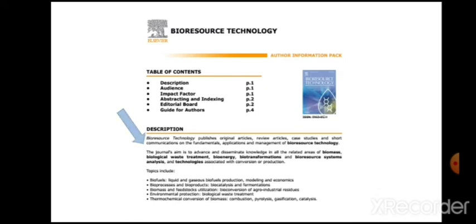You can see the description is given that Bioresource Technology publishes original articles, reviews, etc. And at the bottom you can see the scope of that journal. That means the data suitable for publication in this journal is related to the areas of biomass, biological waste treatment, bioenergy, biotransformation, bioresource systems, analysis, and technologies. So that gives the subject area. Depending on that, you can decide whether your data is suitable for publication or not. From your dissertation point of view, as a part of referencing, considering this subject area, you can check whether this journal is suitable for your referencing work or not.